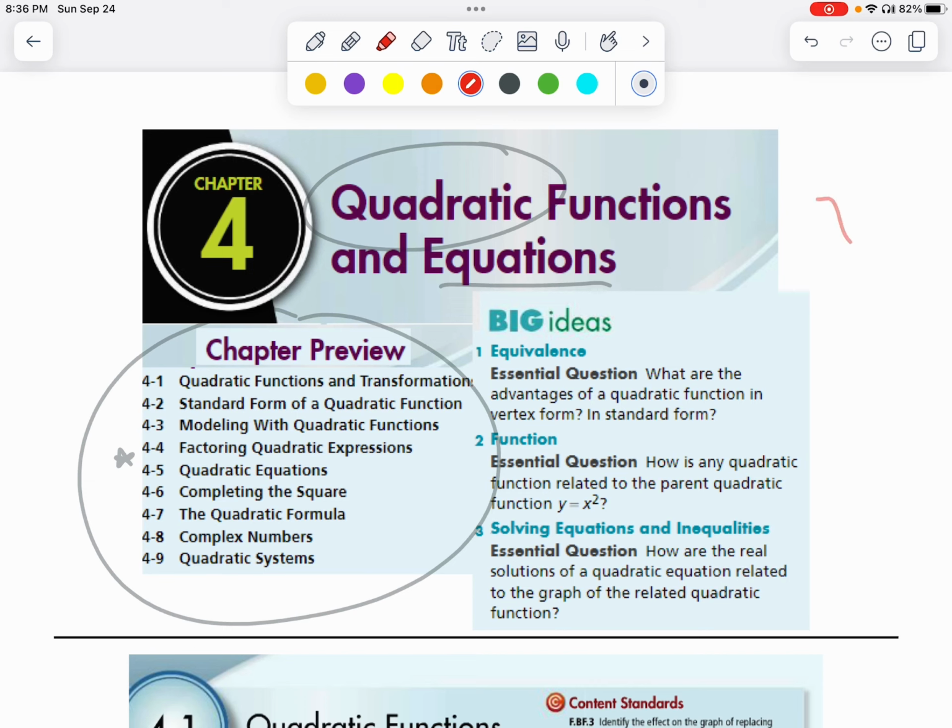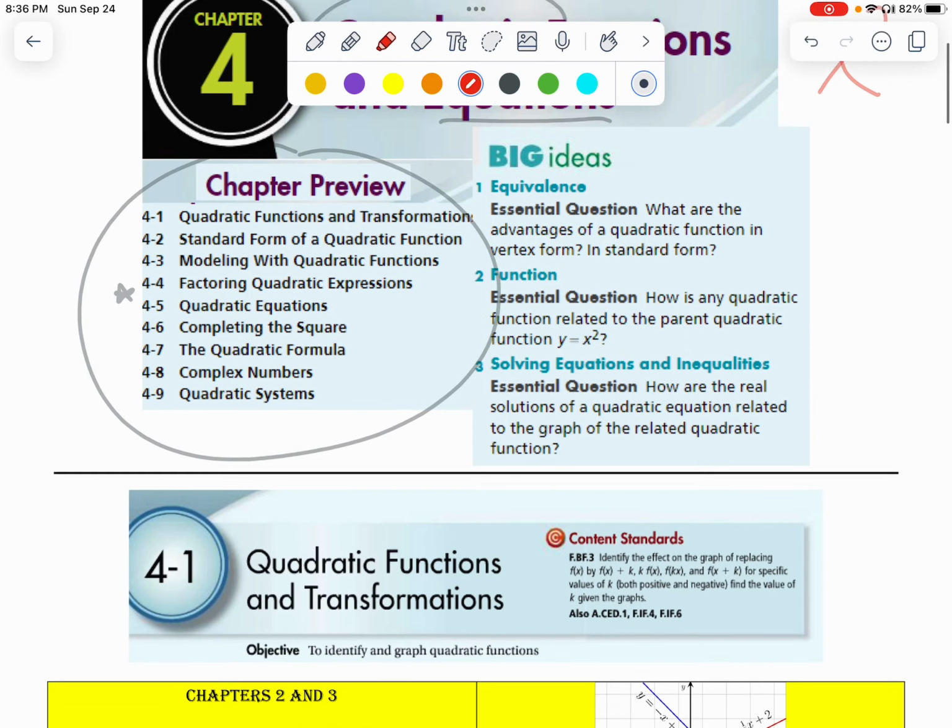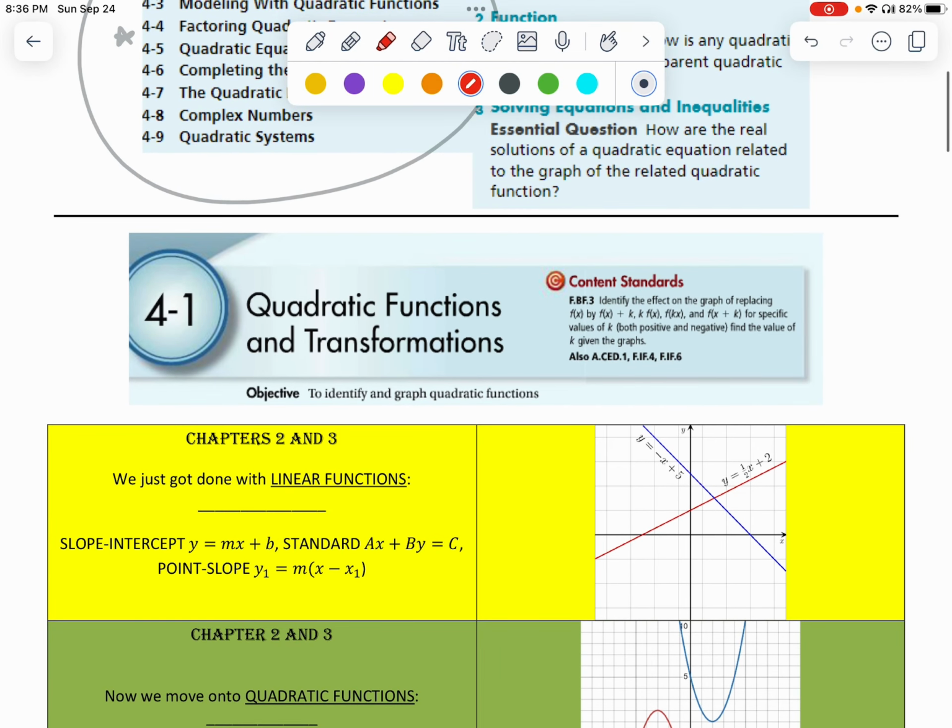So everything that you see in chapter 4 is going to be some type of squared problem. That's where we get the name quadratic from. And you can see we're going to do a lot of things with those quadratics. All right. So in chapter 4, section 1, we talk about quadratic functions and we're going to transform them. Now these transformations are the same as they were in chapter 2, section 6. So you might want to go back and pause and look that over.